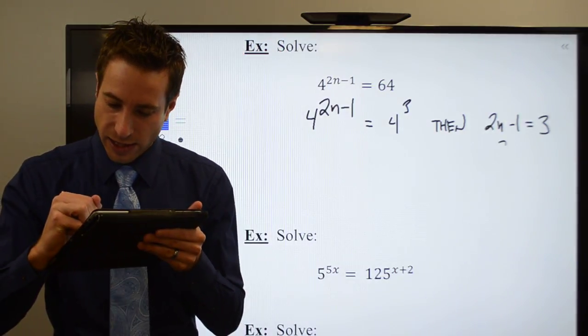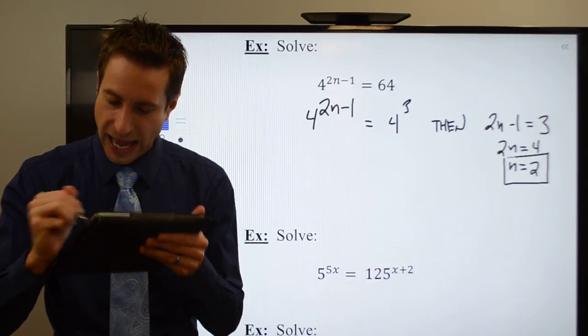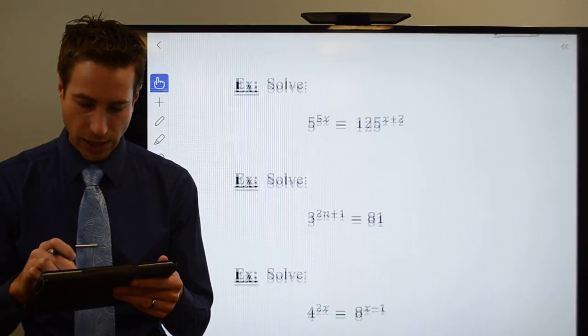Add the 1 to the other side, and we'll get n is equal to 2. All right? Got a couple more here. Let's see how the rest of these go.